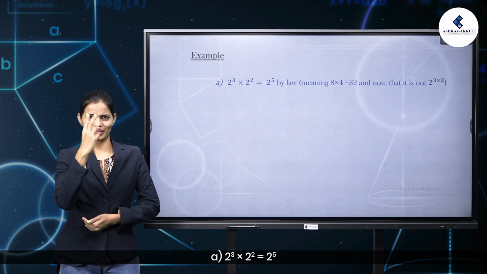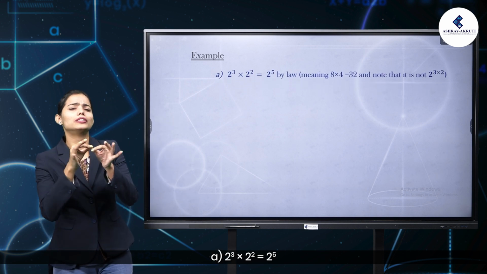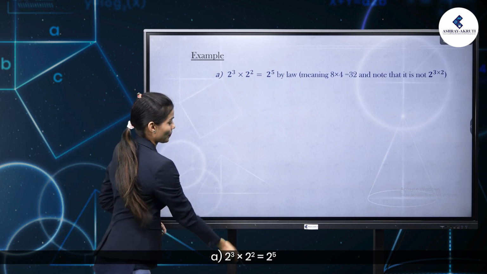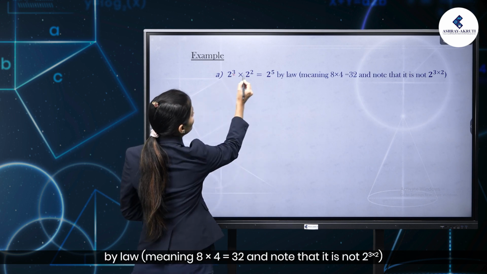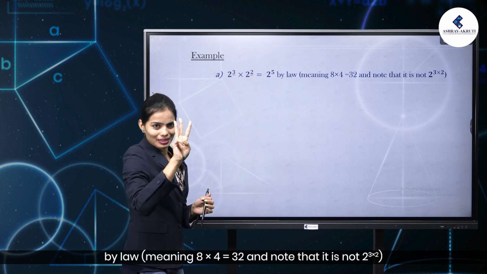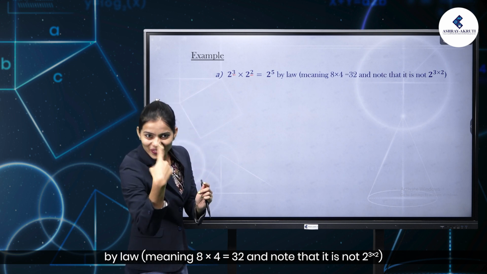Examples. 2 to the power 3 into 2 to the power 2 is equal to 2 to the power 5 by law, meaning 8 into 4 is equal to 32. And note that it is not 2 to the power 3 into 2.